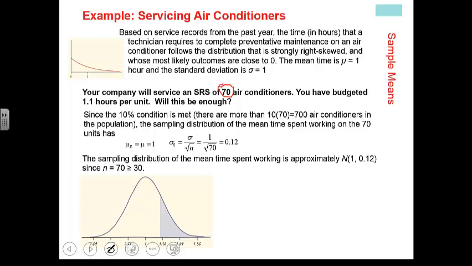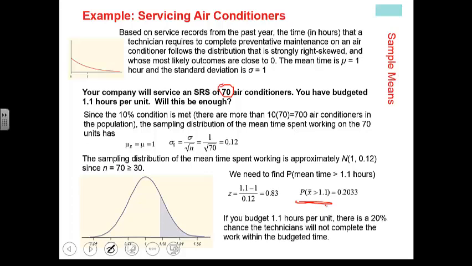There's our picture. Always good to draw your picture. Shade the area you need to. We need to find the probability that the mean is greater than 1.1. So we're going to put in our calculator normalcdf of 1.1 to infinity, comma, the mean is 1, and the standard deviation is not 1, but it is 0.12, so make sure you make that change since it's a sampling distribution. Remember, you want the probability that the sample mean is greater than 1.1, which comes out to be about 20%. If you budget 1.1 hours per unit, there is a 20% chance that the technicians will not complete the work within the budgeted time. And that's a fairly large number, 20%.